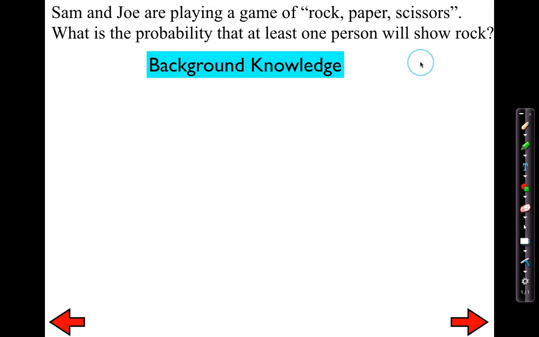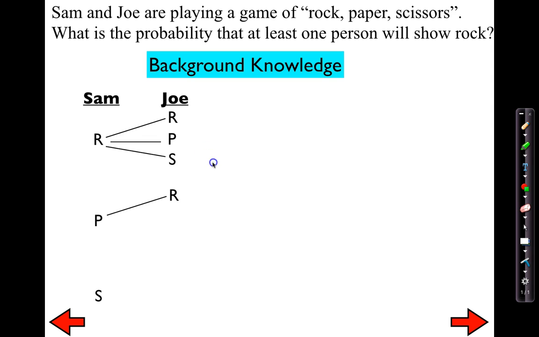So, some background knowledge. Sam and Joe are playing a game of rock, paper, scissors. What's the probability that at least one person will show rock? So what you're going to want to do is create a list, a table, or a tree diagram. I'm just going to show you a quick tree diagram. Sam could do rock, paper, scissors, and then Joe could do any of those options as well. So rock, paper, scissors, rock, paper, scissors, rock, paper, scissors.